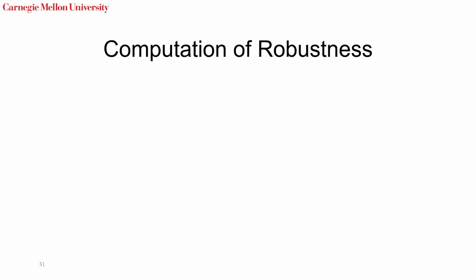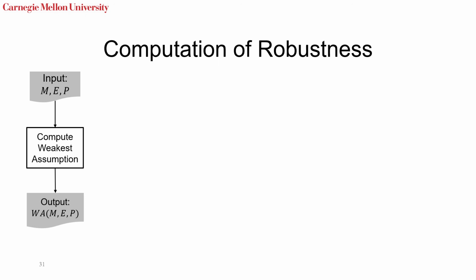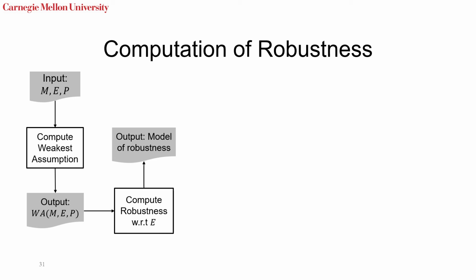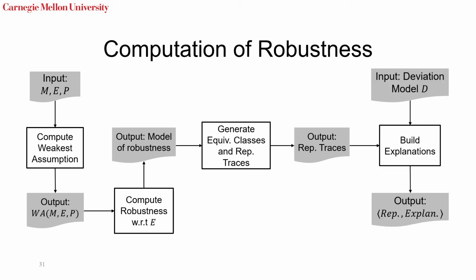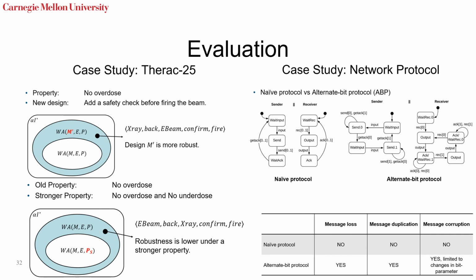To summarize the computation process, first, by giving the model of the machine, the environment, and the safety property, we use an existing technique to compute the weighted assumption of the system. Then we compute the difference between the weighted assumption and the given environment to get a model of robustness. With this model, we generate equivalence classes and representative traces for representing robustness. Finally, we introduce a deviation model, which is an environmental model with error actions, to provide explanations for the representative traces. We conduct 2 case studies to evaluate our approach.